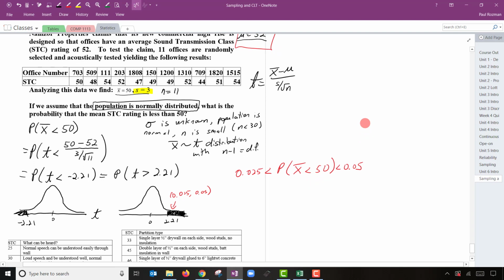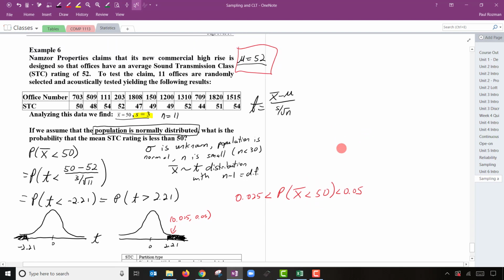So this is a case where I could use that in negotiations now. When I'm negotiating my lease agreement, I might say, well, you got to come down on the price a bit because your offices aren't living up to your claim, and you set the price based on a rating of 52. I think it's less, so maybe we can work out a deal. Of course, I might be wrong. Remember, I only studied 11 offices, so I don't want to exactly accuse them of being complete liars. But I would say that the data tends to disagree with their claim.